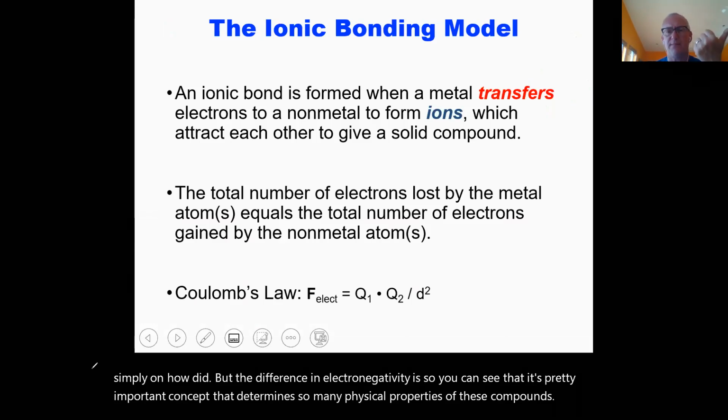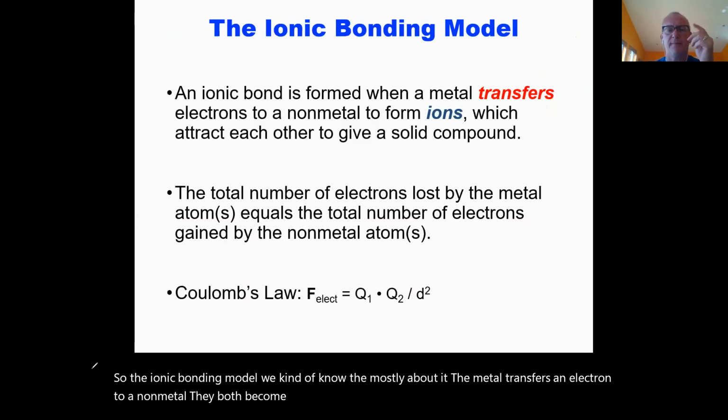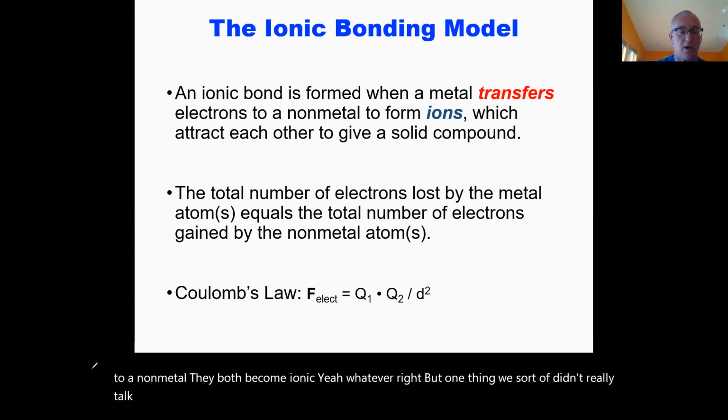So the ionic bonding model, we kind of know mostly about it. The metal transfers an electron to a non-metal, they both become ions, whatever, right? But one thing we didn't really talk about much is Coulomb's law.